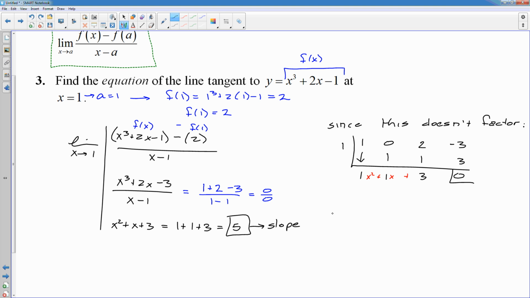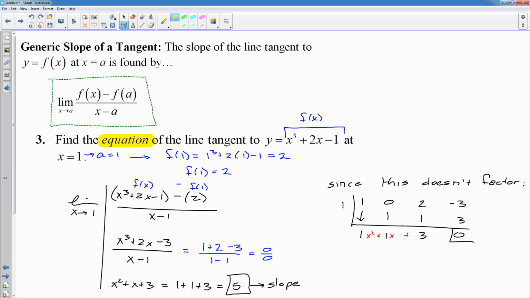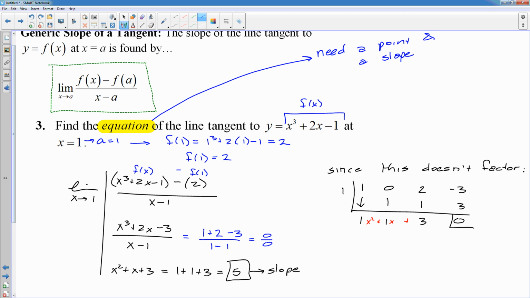And then one other thing that's a little bit different than the other problems is I asked for the entire equation of the tangent line. On the previous problems, I only wanted the slope. If you want the entire equation, I prefer point slope form. If I ever ask for an equation, you will need a point and a slope. Well, we just found the slope. We know that the slope of the tangent line is 5.